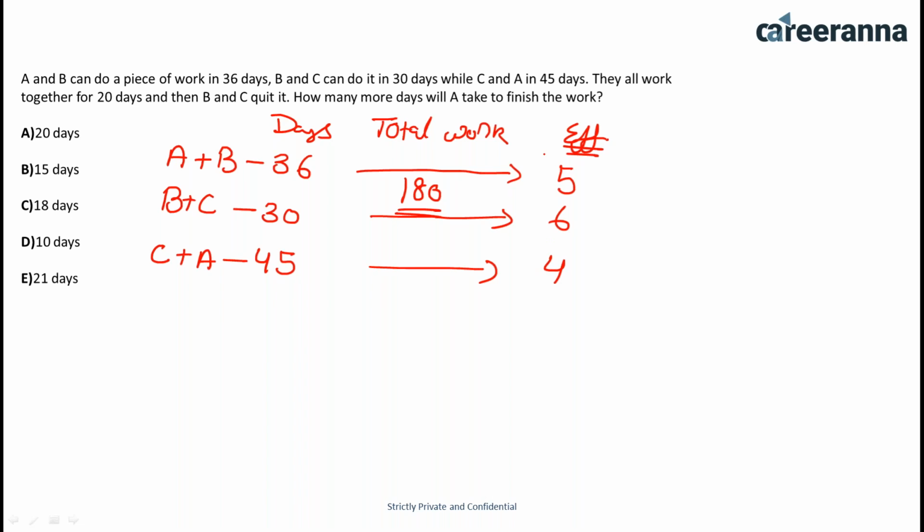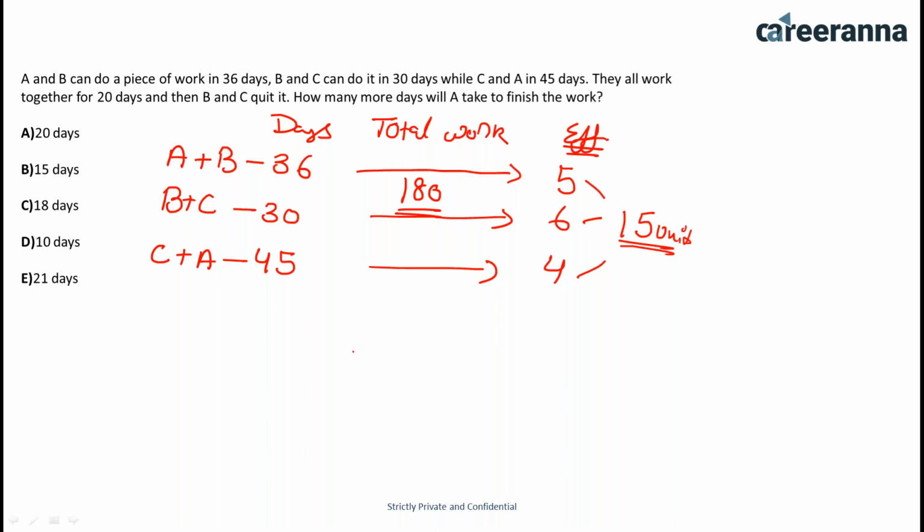Now you know the efficiency, and the question is saying they all work together for 20 days and then B and C quit. That means all three are working for 20 days. Okay, so if you combine their efficiency, that is 6 plus 5, 11 plus 4, that is going to be 15 units. If they are all combined, they are going to complete 15 units of work, and this work they are completing for 20 days.